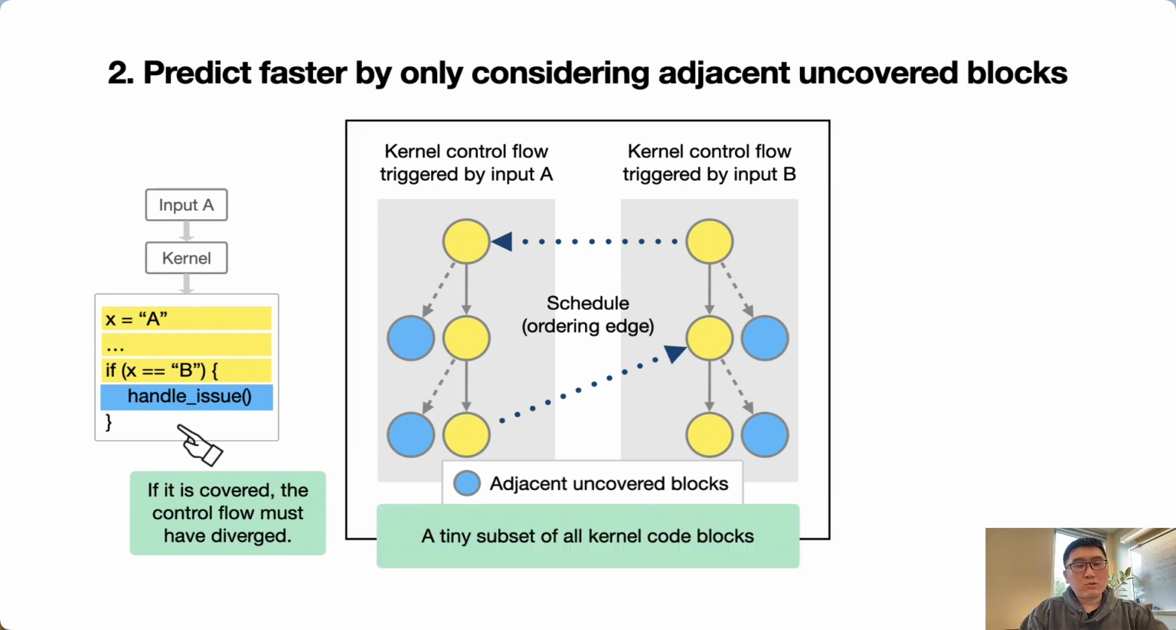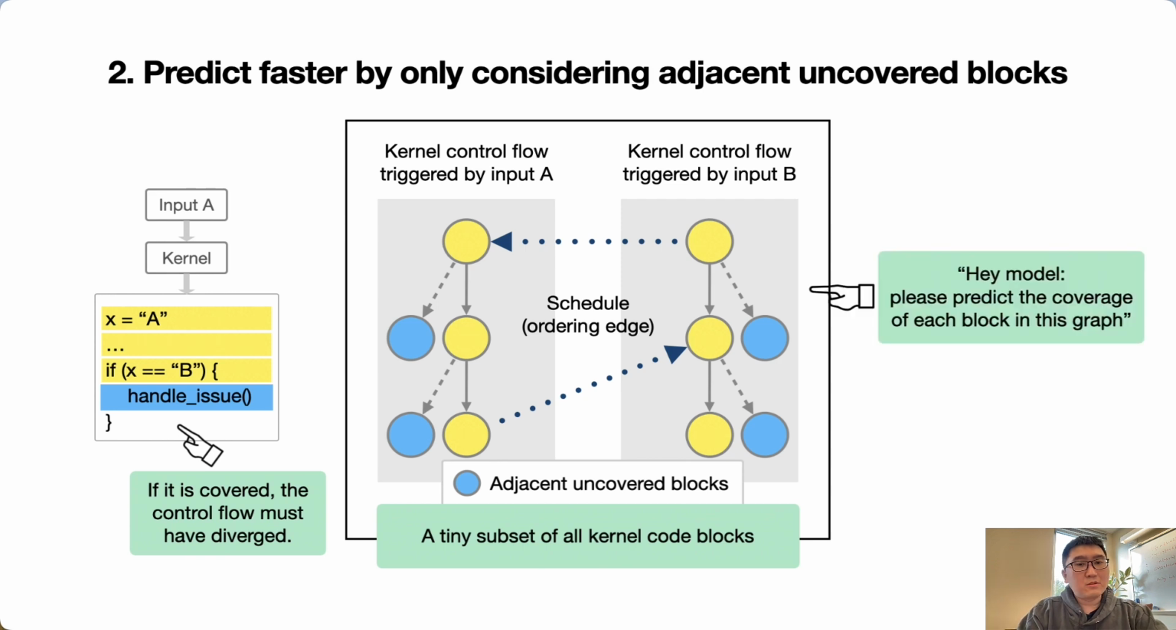To let the model know we want to predict these blocks, we'll add them to the graph. As we can see, the blocks in this graph are only a subset of all kernel blocks, and this subset is much smaller than the complete set. On average, it is only 0.5% of the complete graph. This is how we can make the prediction faster, by predicting a small but important subset of the kernel code blocks.